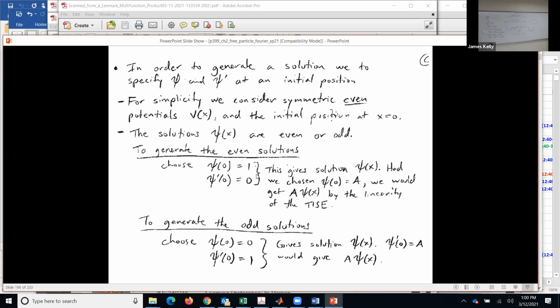What about the odd solutions? Well, what do you know about odd solutions? Whatever it's doing over here on the right side, it's got to be doing the negative of that over here on the left, which means if you've got an odd function, it's got to go through 0 at the origin. So if I want to generate an odd solution, I'm going to set the value of the function equal to 0 and set the derivative of the function equal to 1. And you might say, well, why 1? What if the derivative is 2? Well, if the derivative is 2 and I get the solution for 1, the solution for 2 would just be multiplied by 2 again. So it's not really that different. It's just stretched out vertically. But other than that, it's the same function.